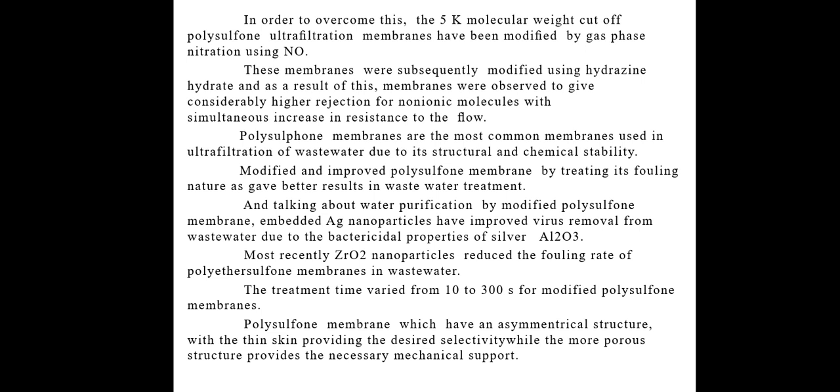In order to overcome this, the 5000 molecular weight cutoff polysulfone ultrafiltration membranes have been modified by gas phase nitration using nitrogen oxide. These membranes were subsequently modified using hydrazine hydrate, and as a result, membranes were observed to give considerably higher rejection for non-ionic molecules with simultaneous increase in resistance to the flow.